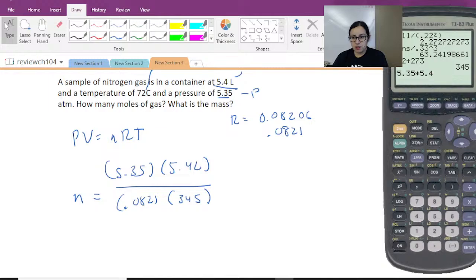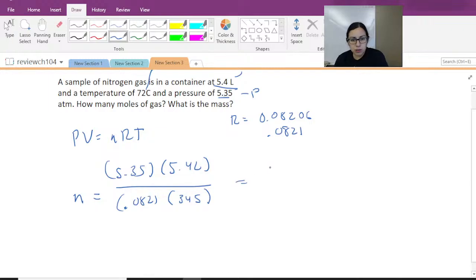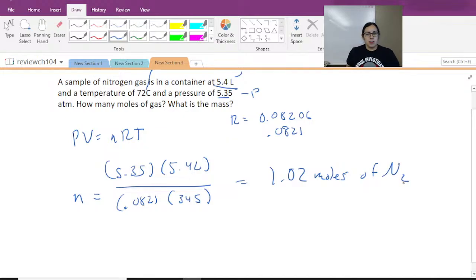Any brave guesses while I slowly punch this in apparently? 2, 1. So people got this number then, sounds like? So about 1.0, I'll round it to 0.02 moles of nitrogen. And then the last little bit was what is the mass?